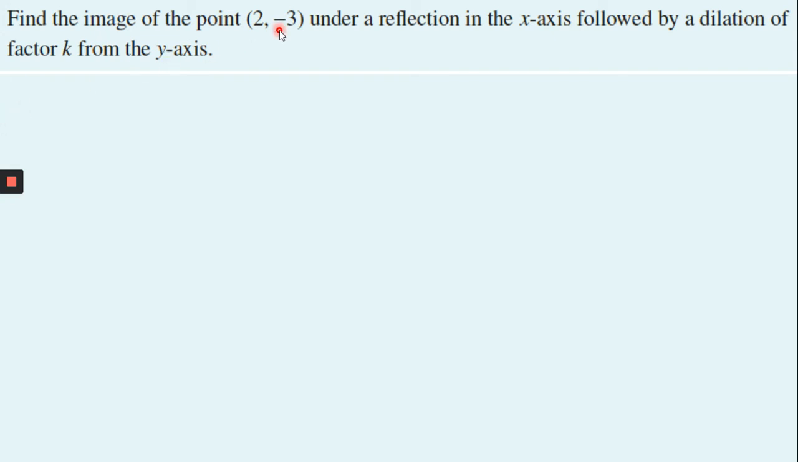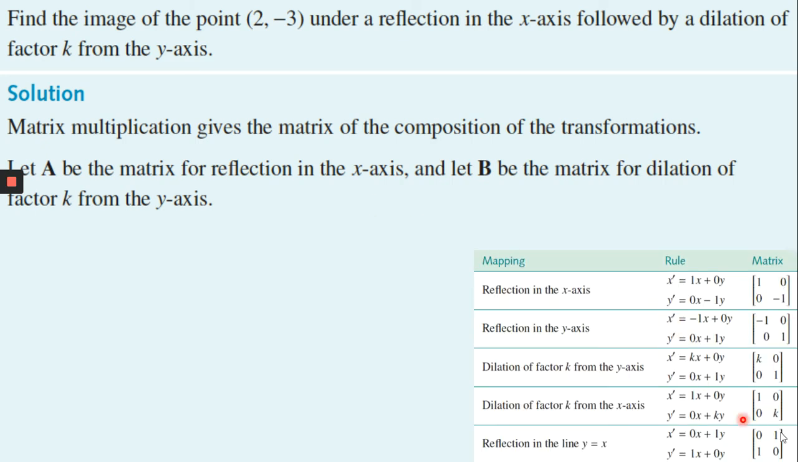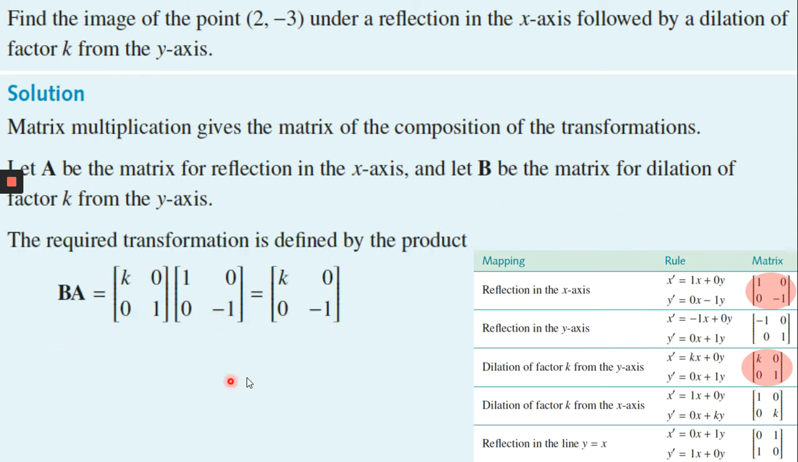So this point here has a reflection in the x-axis followed by a dilation factor of k from the y-axis. Okay, so let A be the matrix from the first one, B from the second one. This is just from this table here. So reflection in the x-axis is that one. Dilation factor of k from the y-axis is that one. So basically that's A and B, and we've got to join these two together. When I join these two together, I get this matrix.